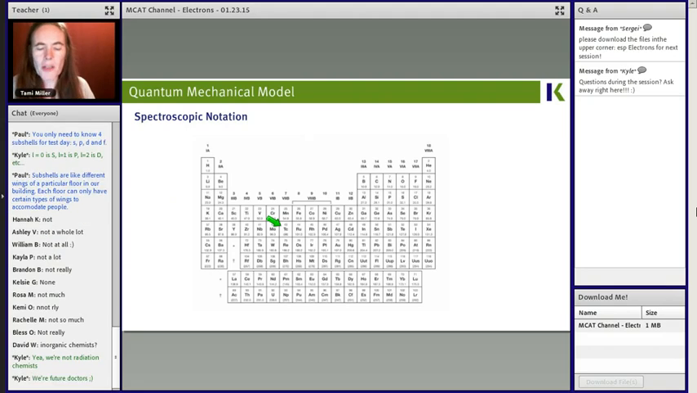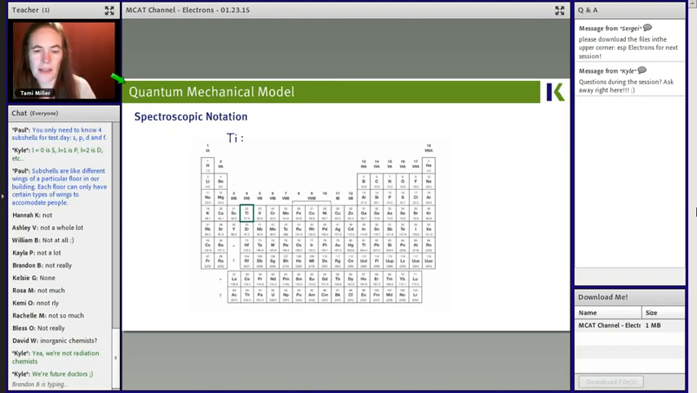Let's talk about our spectroscopic notation. What this does is tell us in shorthand where electrons exist in something in particular. Let's talk about titanium here. I want you guys to look at that and tell me, what is our spectroscopic notation when we're looking at this? I see lots of us typing. That makes me very happy. That means you're getting this really, really quickly.